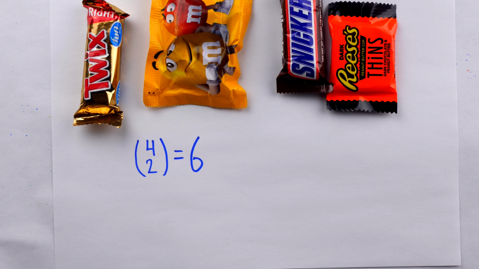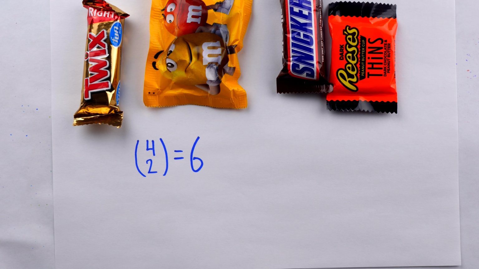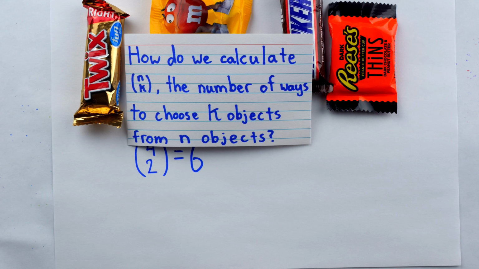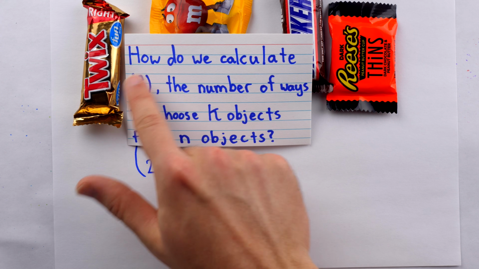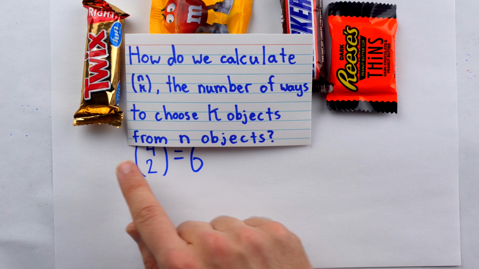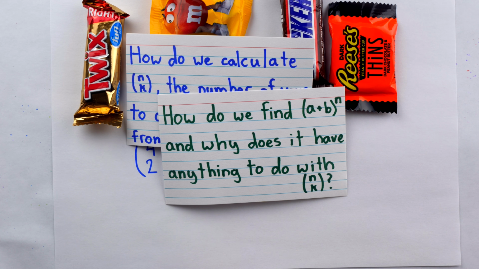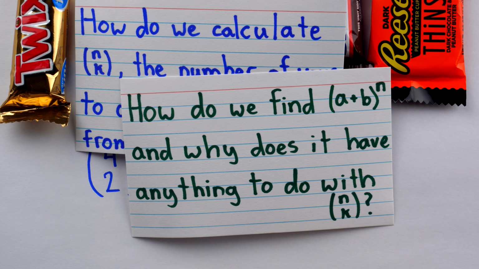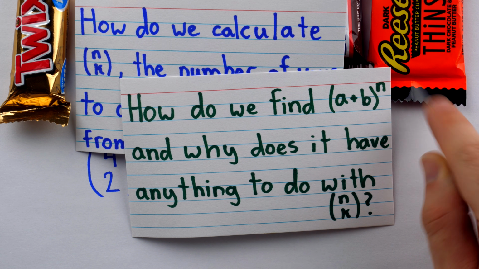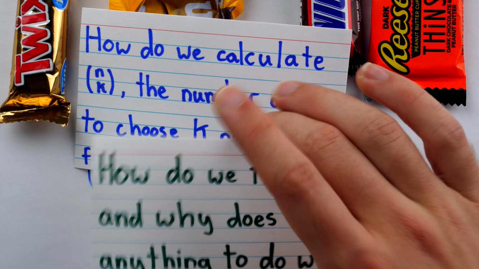But even for small numbers, and certainly for larger numbers, these combinations become rather time-consuming to calculate, and so we're left with an obvious question. How do we calculate n choose k in general, the number of ways to choose k objects from n objects? And a second question I'm forcing upon you is, how do we find (a plus b) to the power of n, and why on earth does it have anything to do with n choose k? We're going to answer both of these questions today.